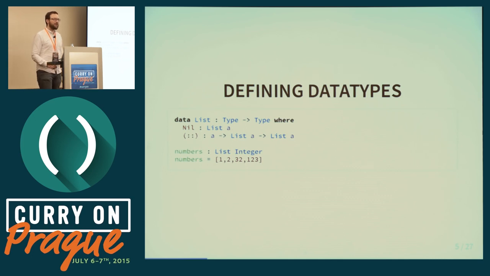In dependently typed programming, you define lots of things that look like a specialized version of list. So Idris has some syntactic sugar to make this nicer. If you have your constructors called cons and nil, you can use square bracket and comma notation, which is expanded. So numbers here is then going to be 1 cons 2 cons 32 cons 123 cons nil.